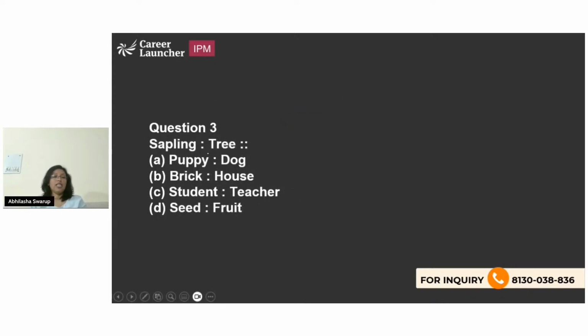The next one, sapling grows into a tree. Of course, sapling is small, tree is large. A puppy is a small one, a dog is a large one. So this is a relationship of size, small is to large. Now, some of you would say, ma'am, seed and fruit is also correct, but seed and fruit are two different shapes and things. Please understand, the seed will convert into a fruit, but seed is not a smaller fruit. Therefore, seed and fruit don't work.